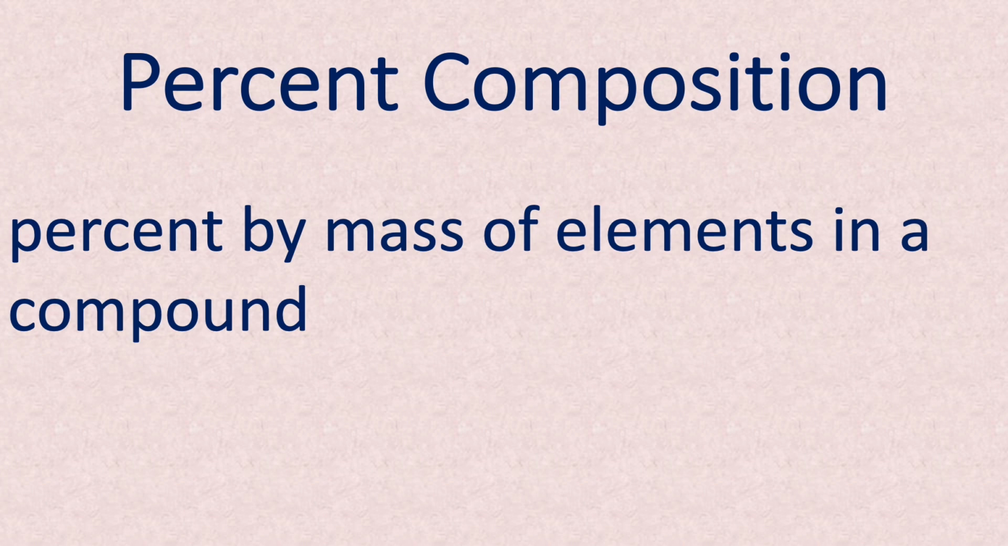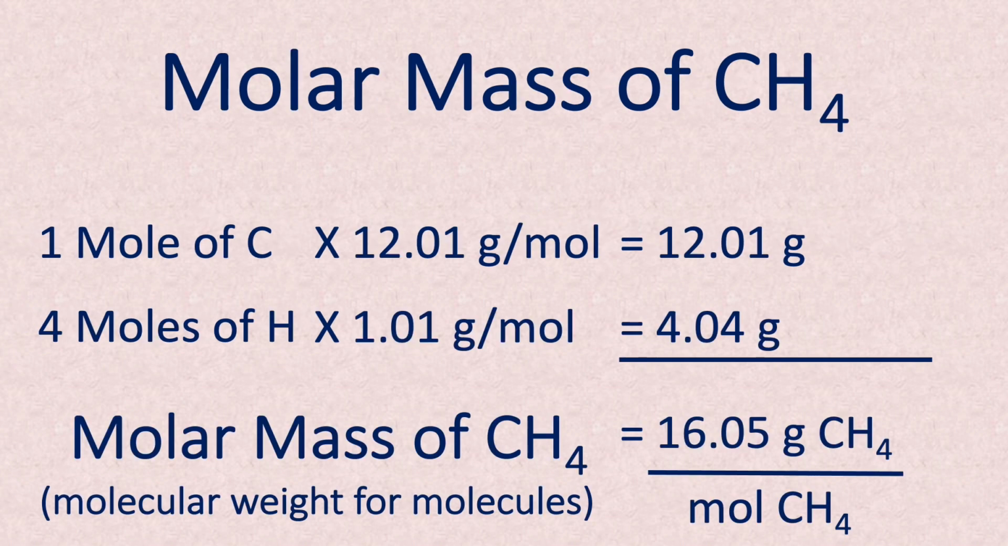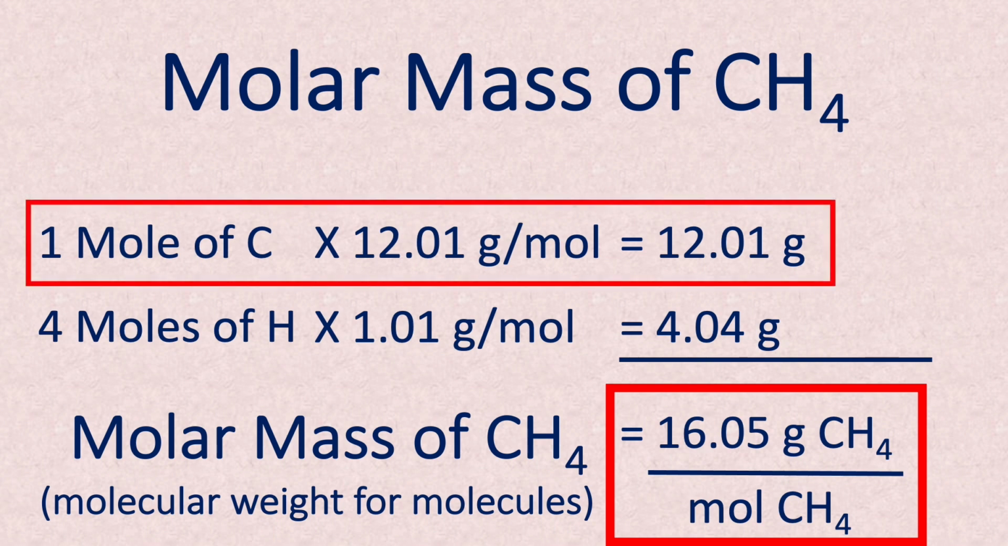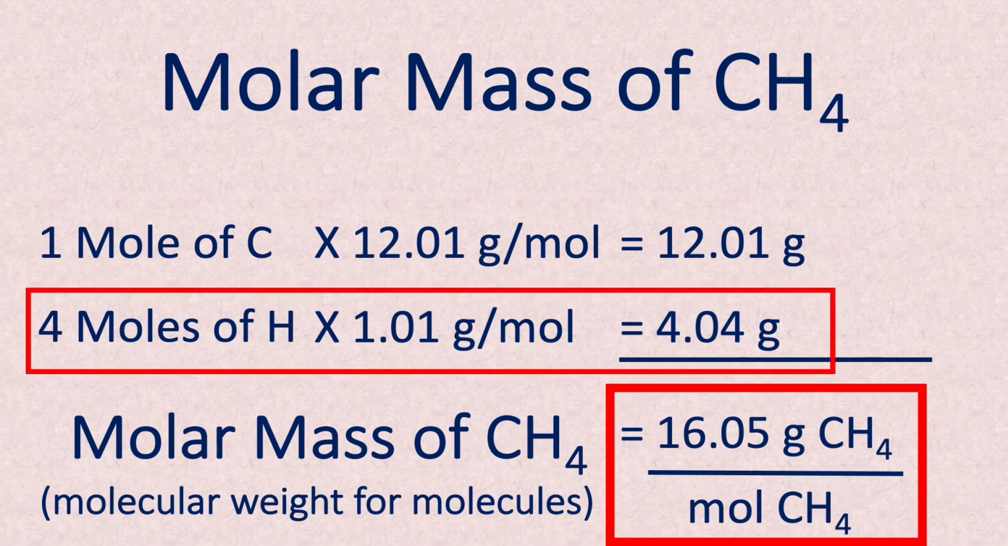Percent composition is simply the percent by mass of elements in a compound. Let's use the example of methane. In my earlier video on molar mass, we saw that the molar mass of methane is 16.05 grams per mole. This is from 12.01 grams from 1 mole of carbon and 4.04 grams from 4 moles of hydrogen.